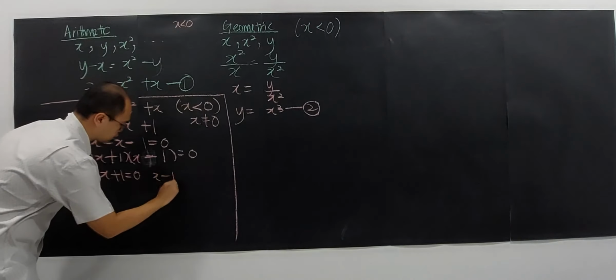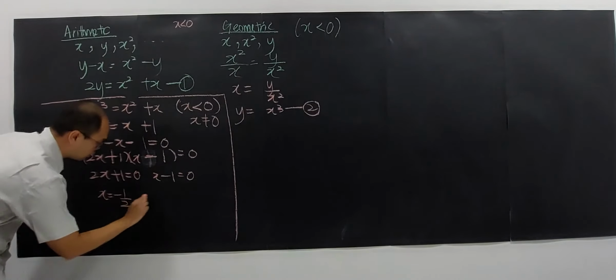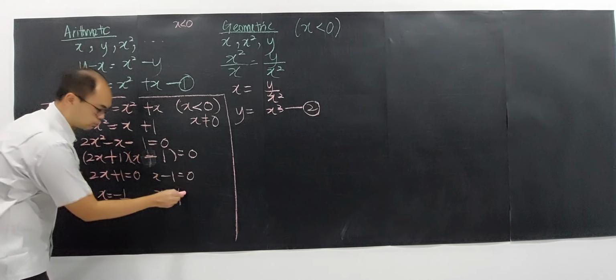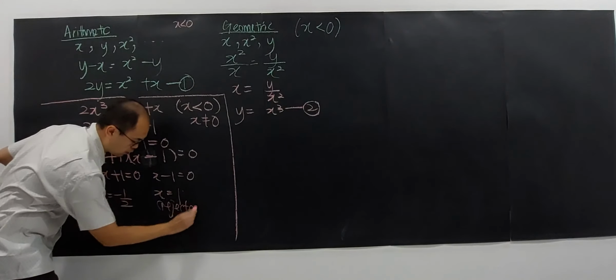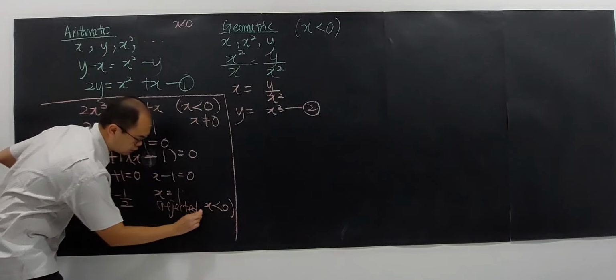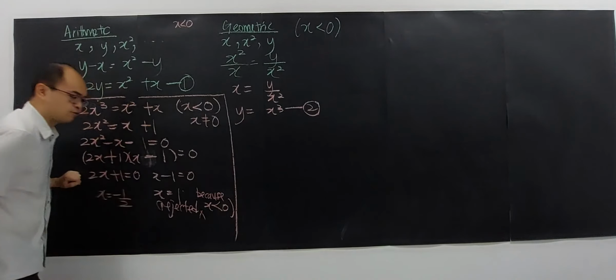You get x equals negative 1 over 2 or x equals 1. But x equals 1 is rejected, because the question has stated that x must be a negative number.